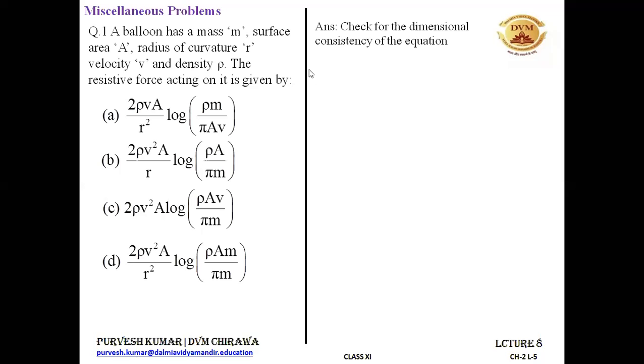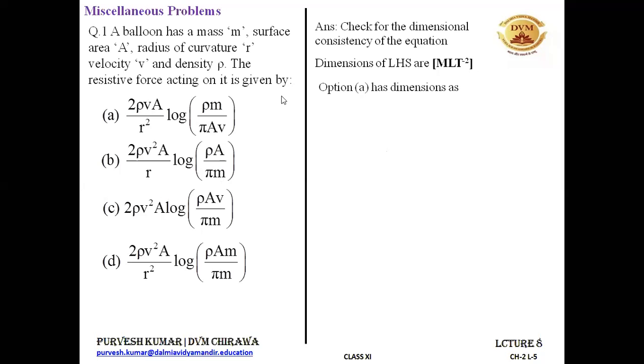Option A, we need to check the dimensional consistency of the equation. Towards the left hand side we have force, and force has the dimensions MLT minus 2. The resistive force is a kind of force, so the dimensions of the LHS are MLT minus 2. We need to find which of the formulas A, B, C, D has the same dimensions as the LHS. So let's try it. Option A has the following dimensions.